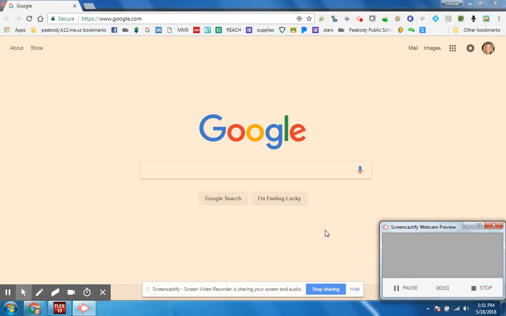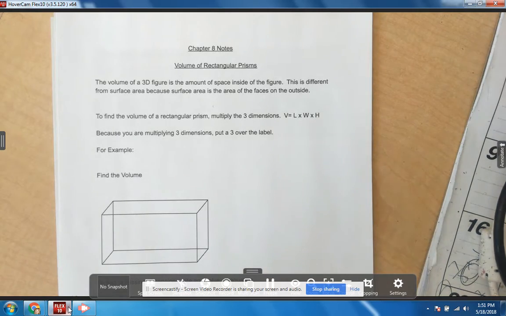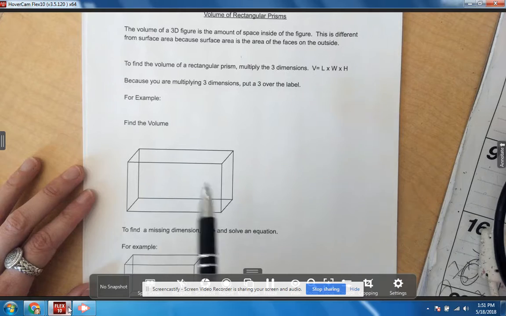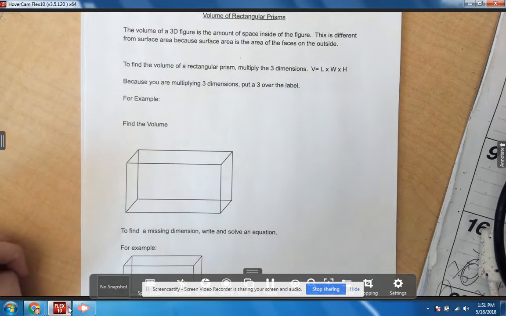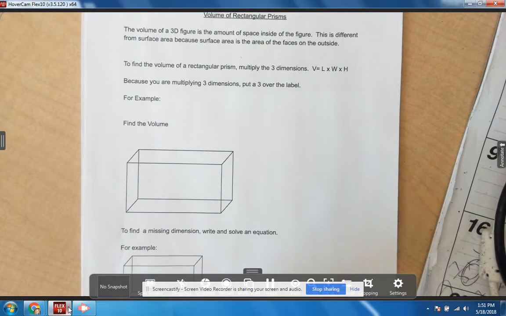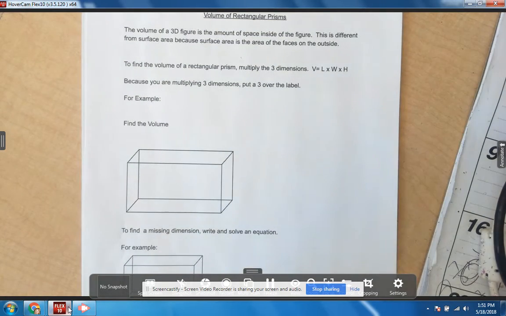So today we're going to go over how to find the volume of a rectangular prism. So make sure you have your notes in front of you. So this is a rectangular prism, and like all last week, we were figuring out the surface area of these. The surface area, if you remember, is when you find the area of all of the flat sides and then add them all up. So like the top, the bottom, the right, the left, the front, and the back.